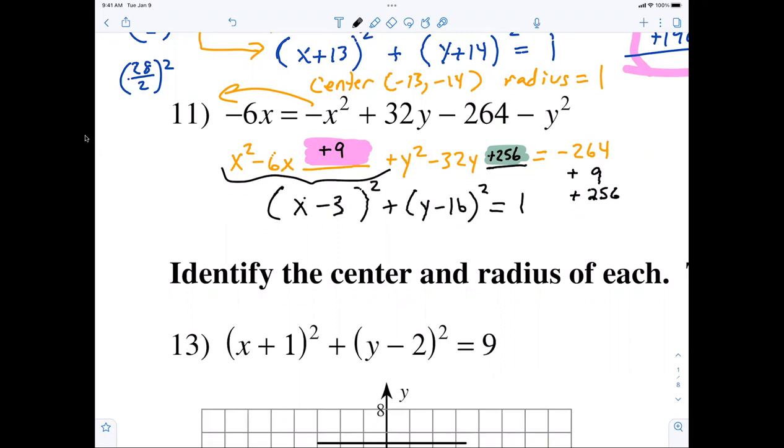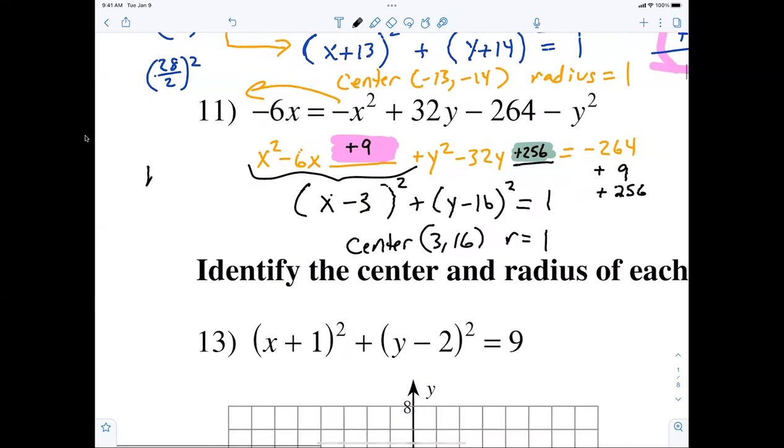Okay, so again, what's my center? (3, 16), and my radius is equal to what? 1. The radius is equal to 1. All right. So again, if you want to make notes, remember completing the square is (b divided by 2) squared. That's what you do when you want to complete the square. And then I always tell kids it always factors to whatever the half was. If you remember that, it's really, really simple.